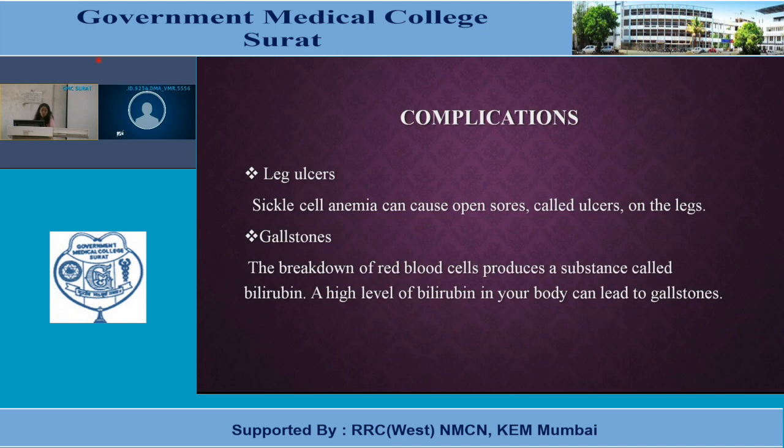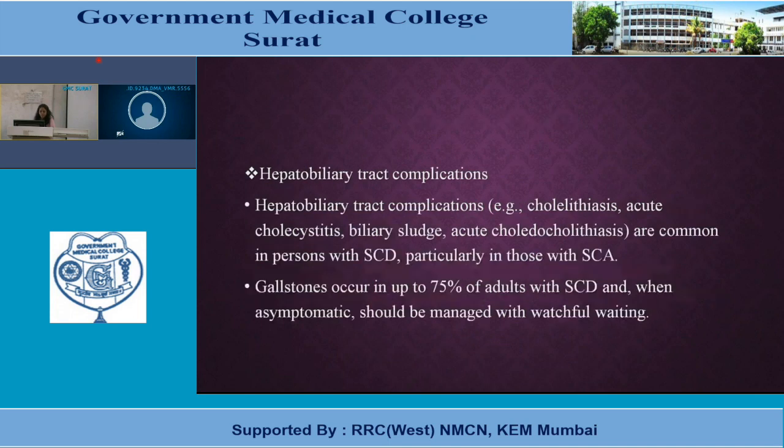Then gallstones. Red blood cells produce a substance called bilirubin. A high level of bilirubin in your body can lead to gallstones. Hepatobiliary tract complications like cholelithiasis, acute cholecystitis, and biliary sludge are common in sickle cell anemia patients. Gallstones occur in up to 75% of adults with sickle cell disease, and when asymptomatic, it should be wait and watch. Waiting is important.